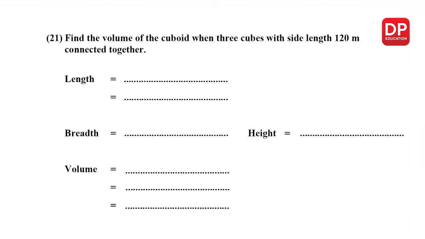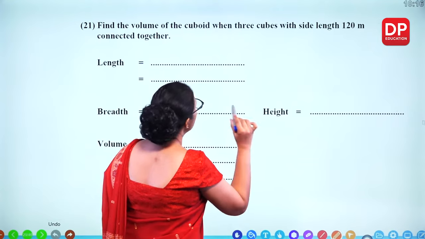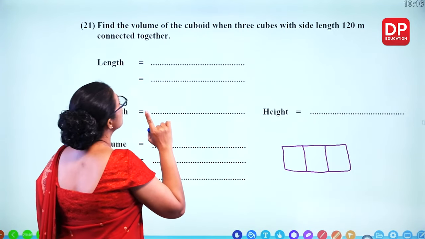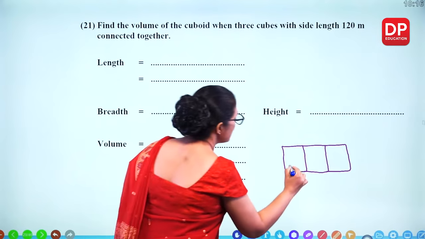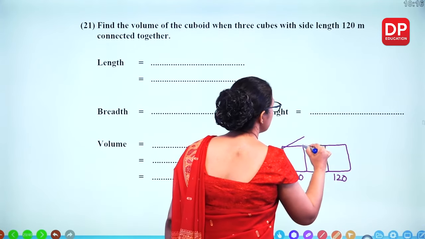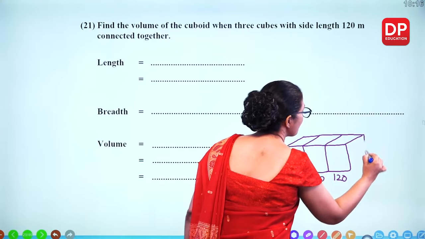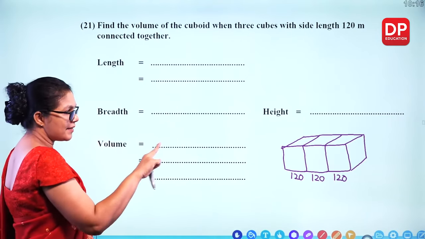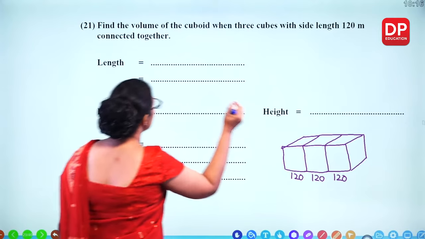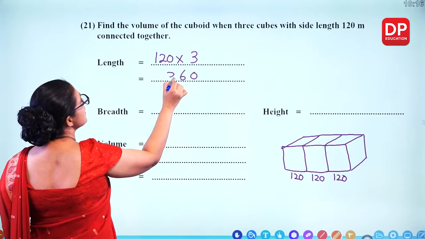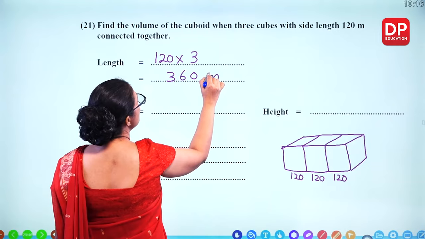Look at this question. Find the volume of the cuboid when 3 cubes with side length 120 meters are connected together. So, when you connect 3 cubes, think about connecting this way. One length is 120. So, 120, 120, 120. So, 120 times 3. 360 meters is the new length.